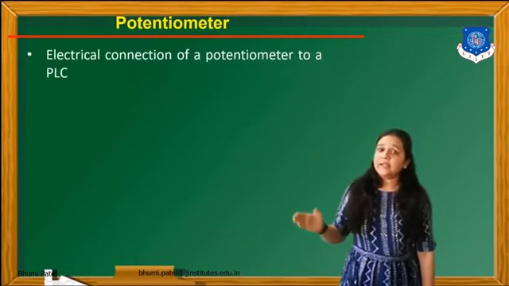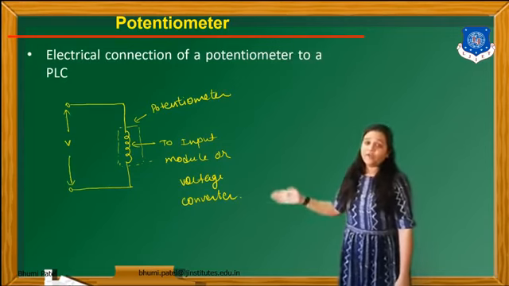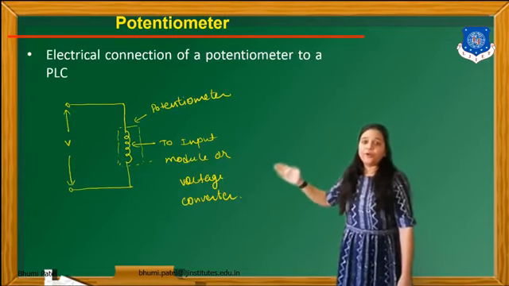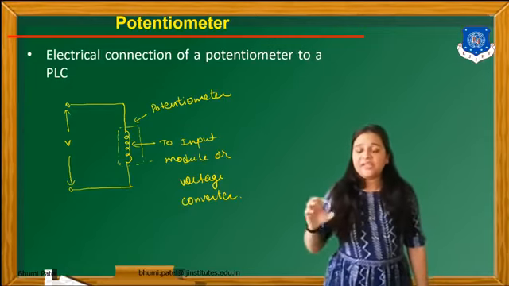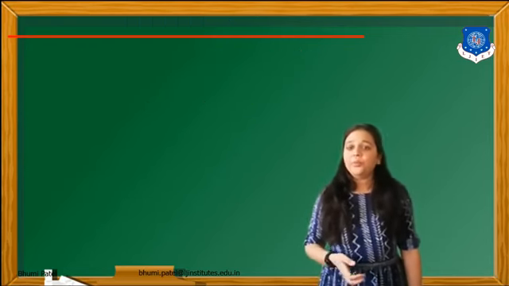The electrical connection of the potentiometer to the PLC is given. Here voltage is applied, and the potentiometer is connected to the input module or the voltage converter. So whenever we change the value of the voltage, we can change the input to the module.